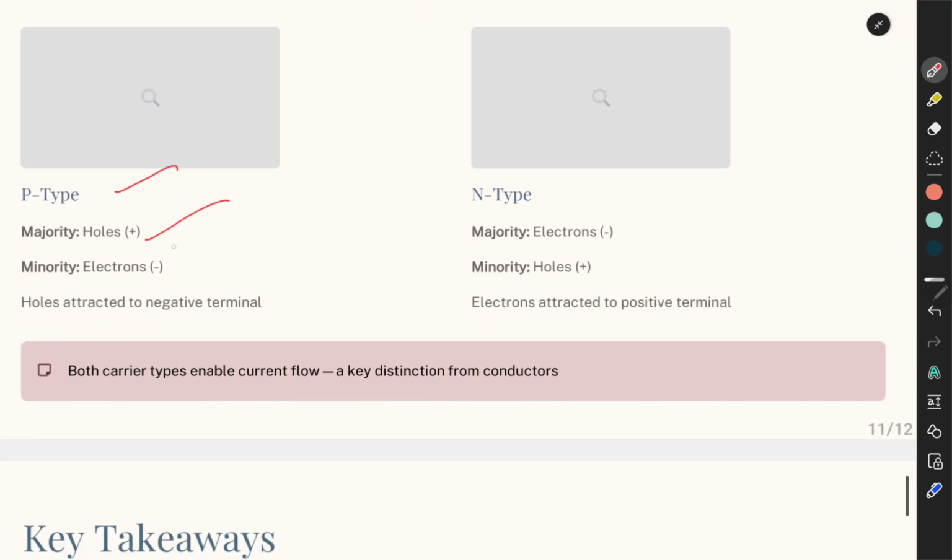Okay, P type: majority are holes, minority are electrons. N type: majority are electrons, minority are holes. Remember. Okay, N type means majority are electrons.